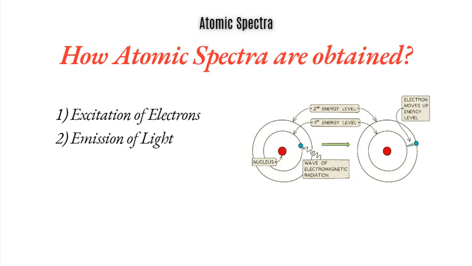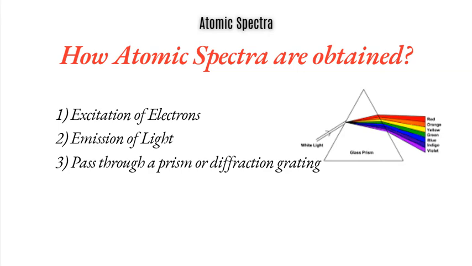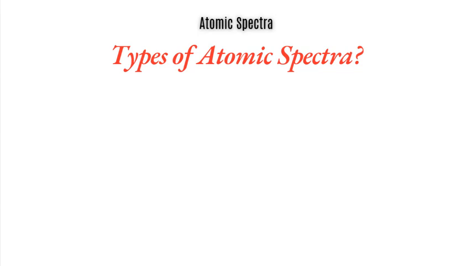The emitted light can be passed through a prism or diffraction grating to separate it into its component wavelengths, providing a series of discrete lines known as the emission spectrum. By the way, each element has a unique emission spectrum like a fingerprint because the energy levels of electrons are unique to each element. What are the types of atomic spectra?